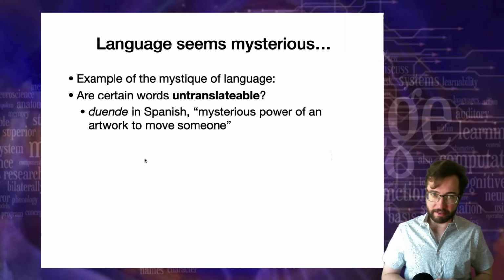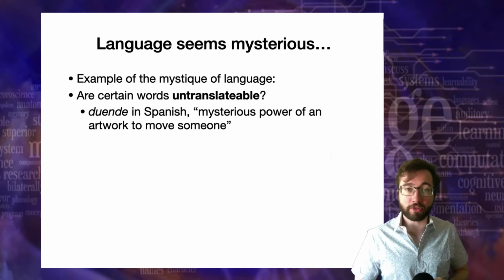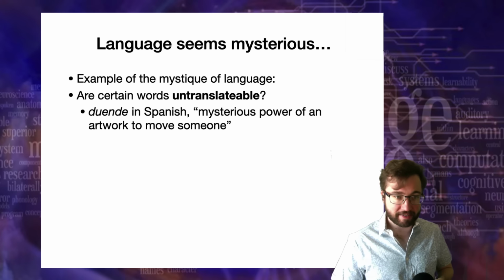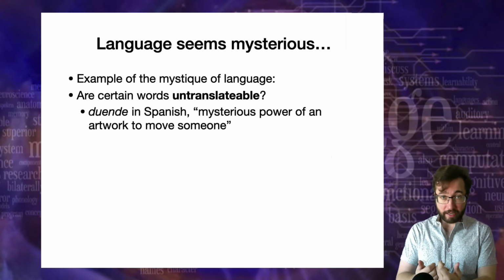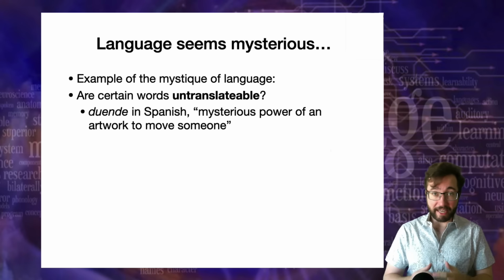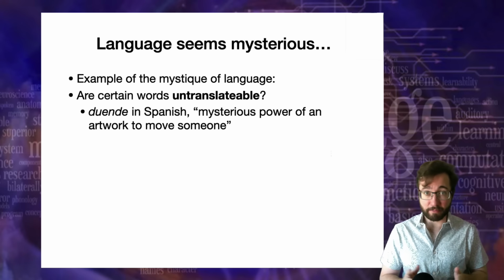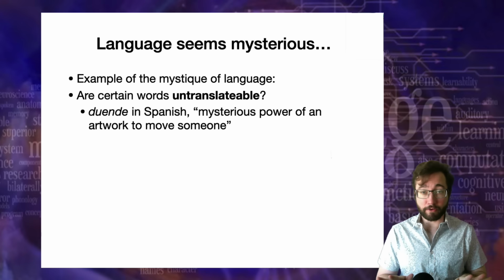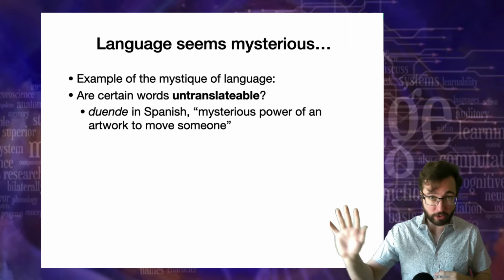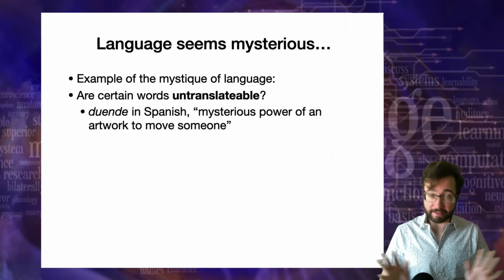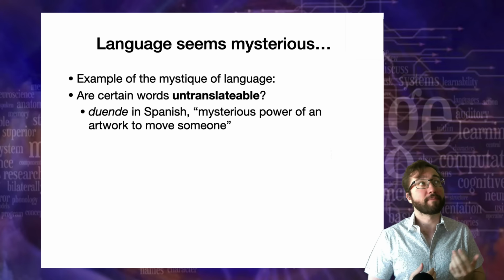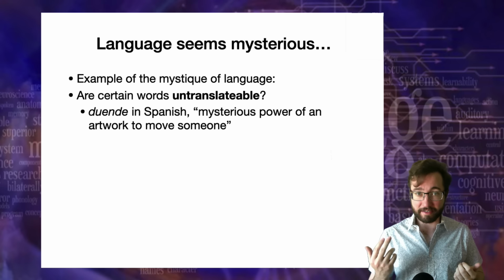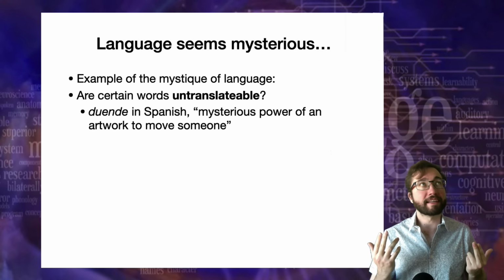So in Spanish, it's been claimed that this word duende cannot be translated. It means the mysterious power of an artwork to move someone. This is like you go to an art museum and you see some painting and you're transfixed by it. There's something about it which is mysterious and powerful, and you run out of the museum and you devote your life to becoming a painter or something like that. That's duende in Spanish. This is an example of a word which allegedly has a meaning which somehow cannot be translated. There's something about this word that is ineffable.